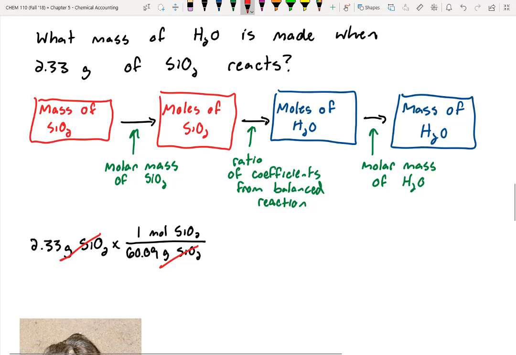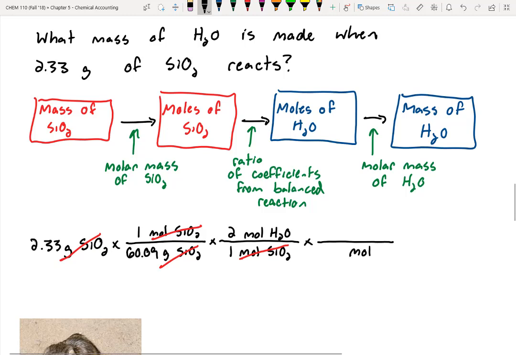Now we need to convert from moles of silicon dioxide to moles of water. So I'll put moles of silicon dioxide down here. We want to convert to moles of water. What's the ratio? What should go on top and what should go on bottom? We looked at our balanced reaction. What was the number in front of water? 2. Number in front of silicon dioxide? 1. So now we've canceled out moles of silicon dioxide. We've got moles of water. So we're on our second step. We've completed. Now we need to do our last step.